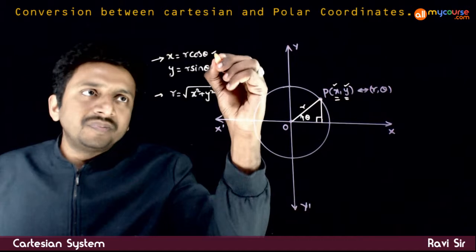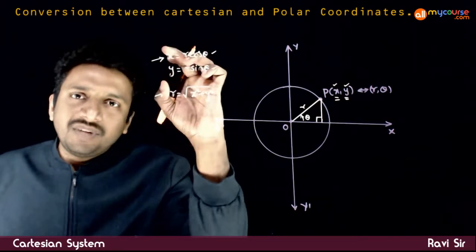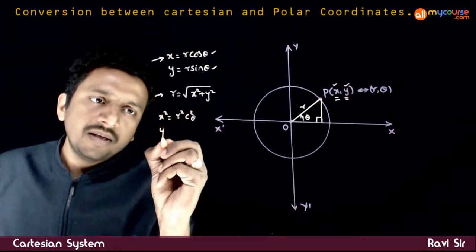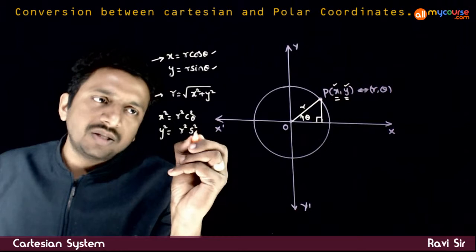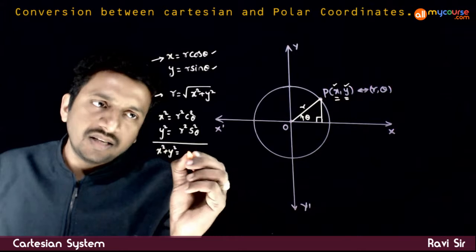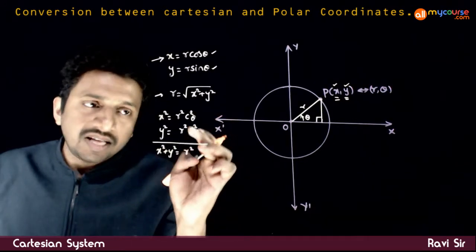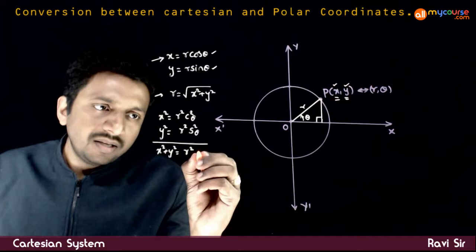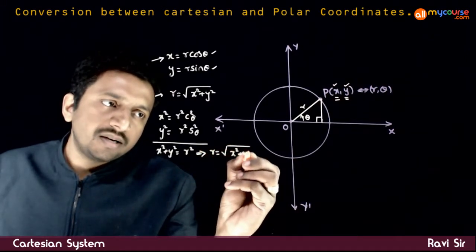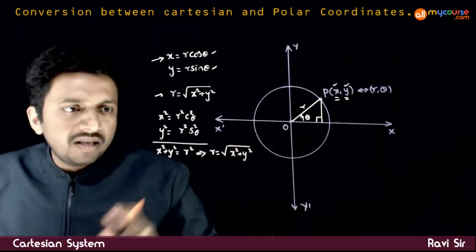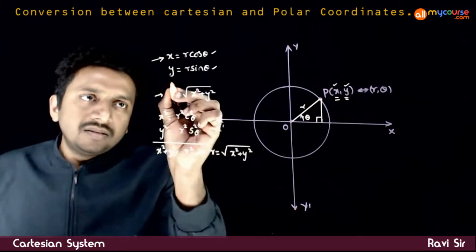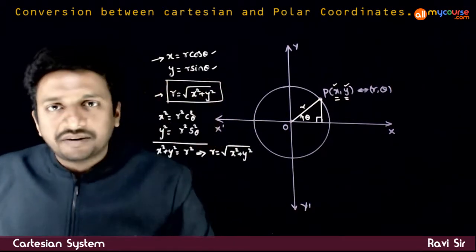Or you can also square and add from these two equations. x square is equal to r square cos square theta, y square is equal to r square sin square theta. If you add these two, x square plus y square is equal to r square times sin square theta plus cos square theta, which is equal to 1. This implies r is equal to root of x square plus y square. So this is the formula for r.